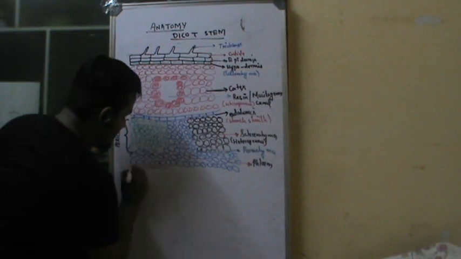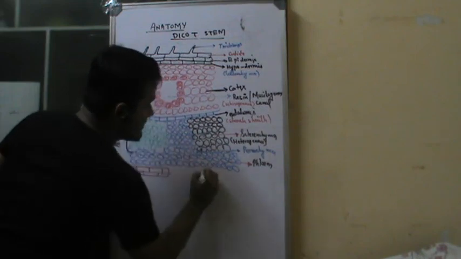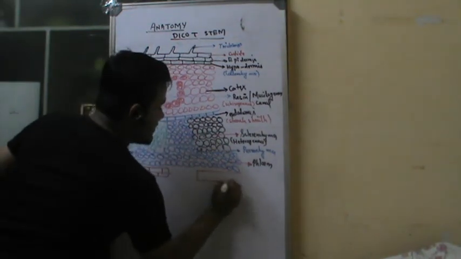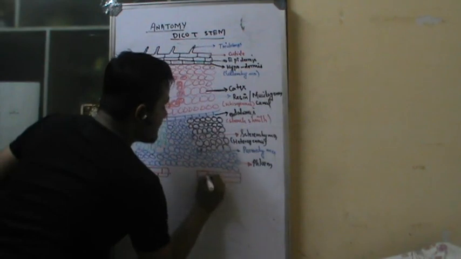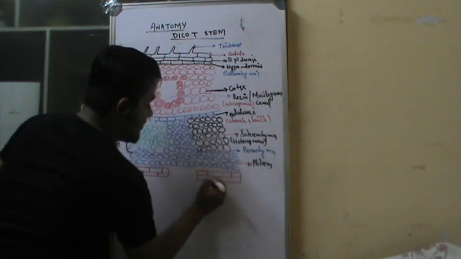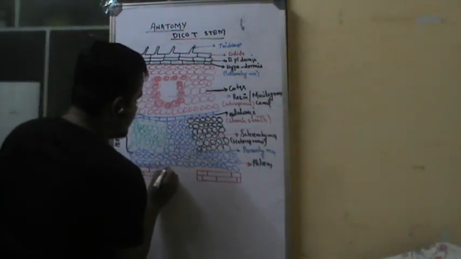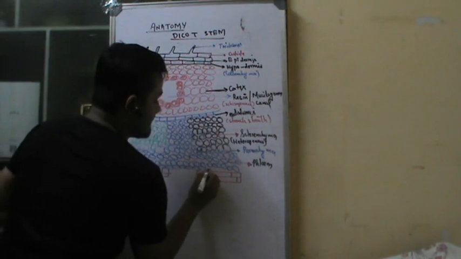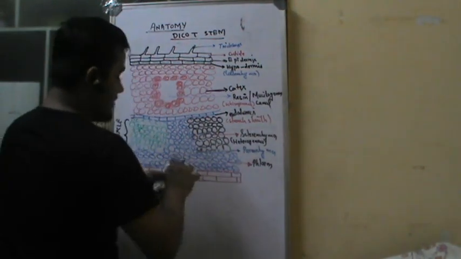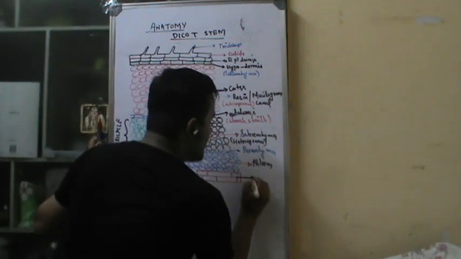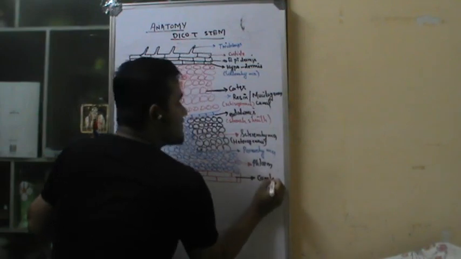So suppose they are going like this, something like this. And some more going like this. This is something roughly I'm drawing. The red one is going to be your cambium, since it is an open type of vascular bundle.